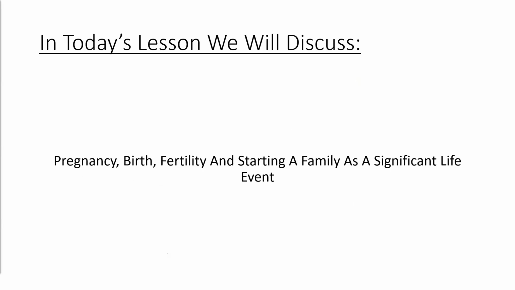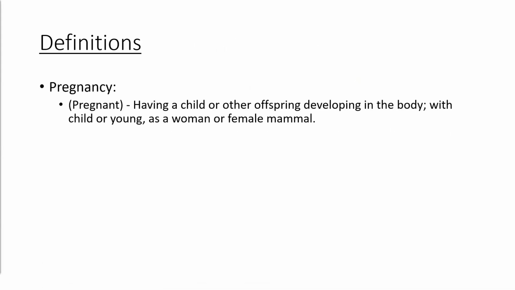So today we're going to talk about the topic of pregnancy, birth, fertility, and starting a family. And we're going to think of these as the significant life event. And it would be particularly relevant to start off with some definitions. So firstly, pregnancy. Having a child or an offspring developing in the body with a child or young as a woman or female mammal. Now that's a very generic description that's taken from the dictionary, but obviously we're thinking about having and carrying the baby, having and carrying a child.